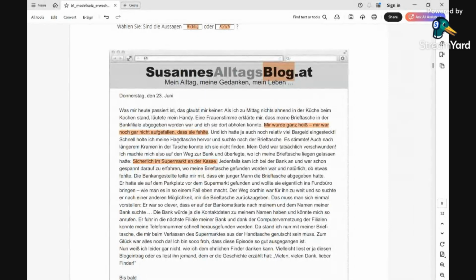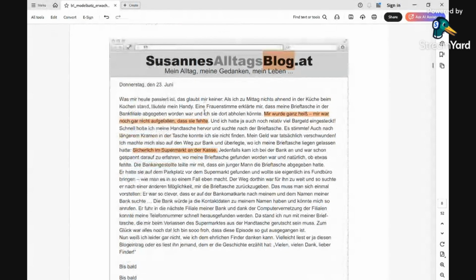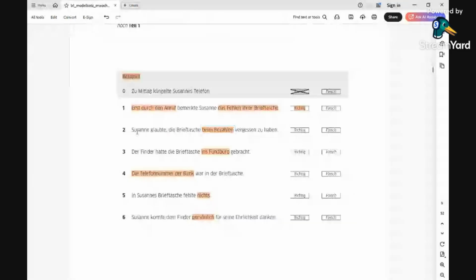So here I have underlined sicherlich im Supermarkt an der Kasse. So this statement means like surely at the supermarket at the counter. An der Kasse is at the counter, okay? An der Kasse, and here our question was beim Bezahlen. So Susanne glaubte, die Brieftasche beim Bezahlen vergessen zu haben.